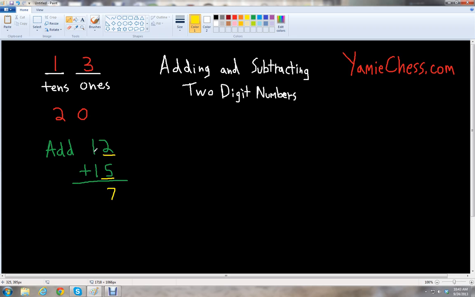And then we get 1 plus 1 for the tens place. We get 2. 1 plus 1 is 2. So our answer is 27. So that's all you do. You look in the ones place first, add the ones digits together. 2 and 5 gives us 7. And then you look in the tens place, and you see each of those have 1, so 1 plus 1 is 2.